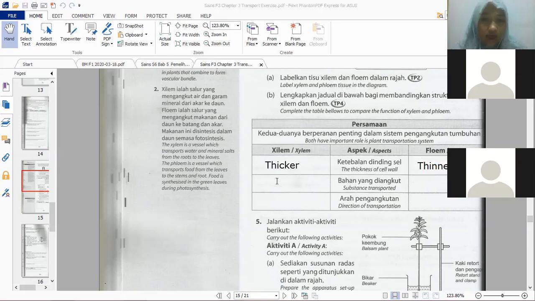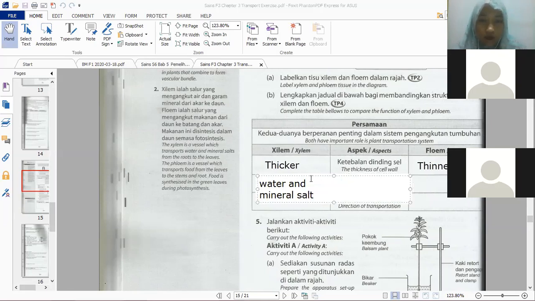Okay, now the substance transported. So just now teacher said xylem transports water and mineral salt. Okay, water and mineral salt. While for phloem, what is transported?